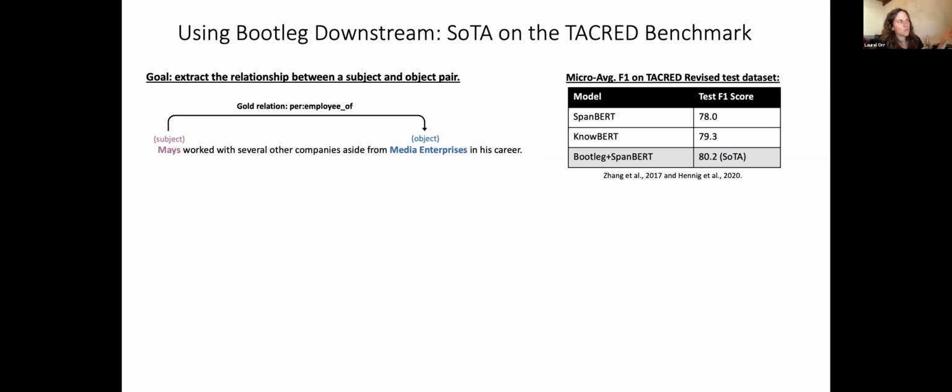Well, at the time, it was a close to state-of-the-art model called SpanBERT. We compared it to a model that also had some entity knowledge incorporated in it called KnowBERT. And then we also added our own Bootleg embeddings to the SpanBERT model and made a comparison here. We set a new state-of-the-art on this relation extraction benchmark just by adding Bootleg embeddings. But the really interesting part is why.